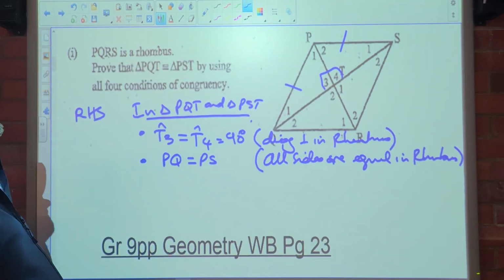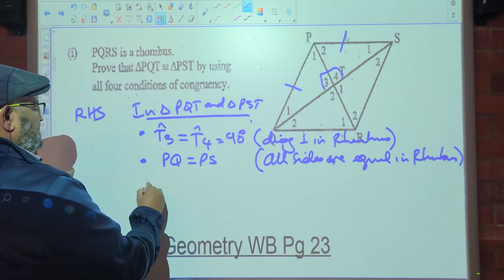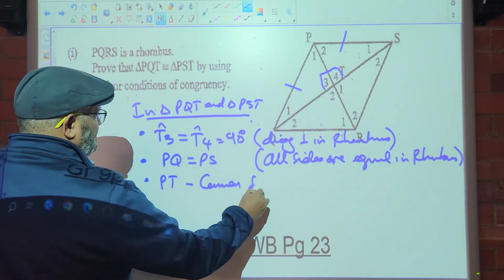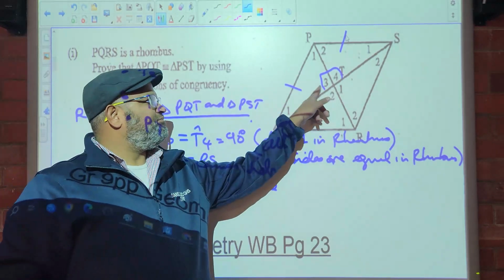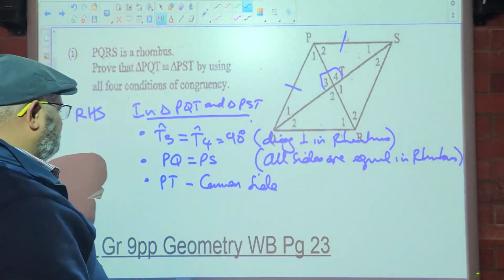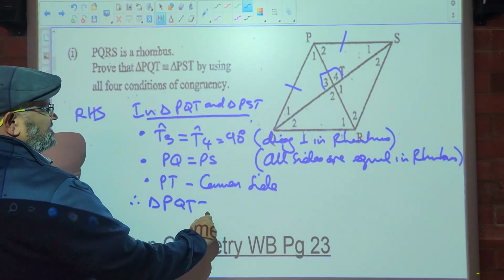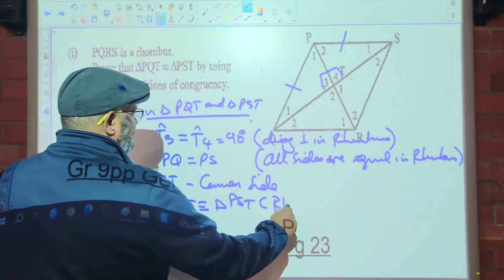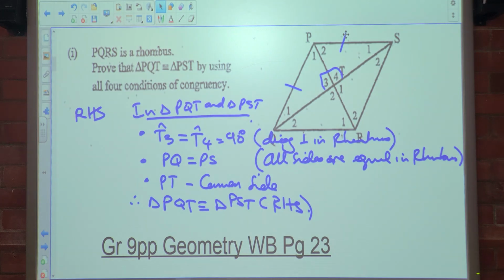Okay. One more. PT is a common side. So we have R, right angle, hypotenuse, and any side. Okay. So therefore triangle PQT is congruent to triangle PST. Why? RHS. Okay.